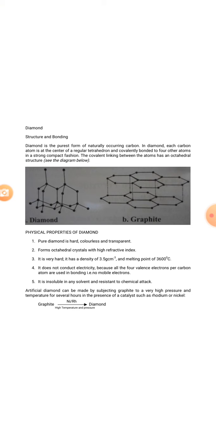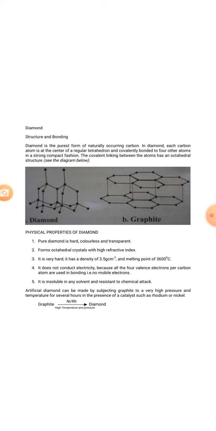Then diamond does not conduct electricity. The reason being that of the electronic configuration of carbon that I showed you, all four outermost shell valence electrons have bonded with another carbon. So there is no mobile electron on the outermost shell. Because of that, diamond cannot conduct electricity.